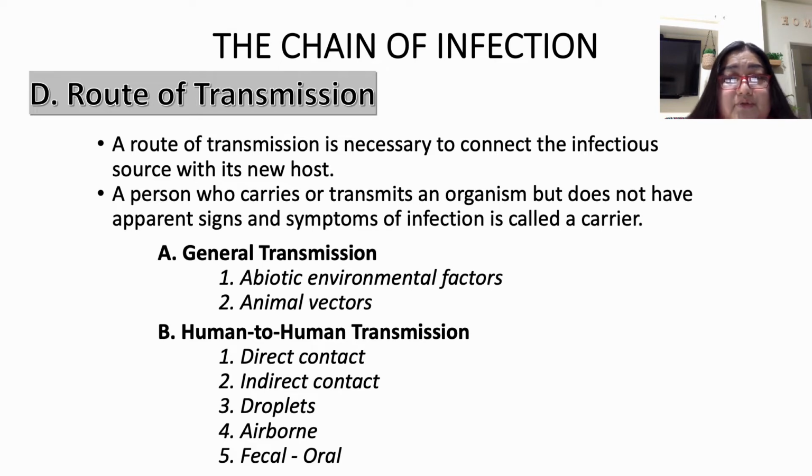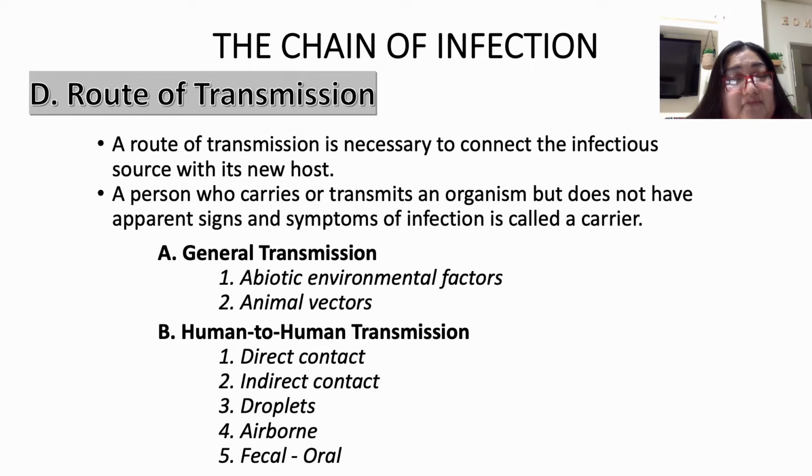Fourth is the route of transmission. This mode of transmission is the cause why infectious diseases spread and may cause an outbreak. A route of transmission is necessary to connect the infectious source with its new host. Pero may mga tao na carrier lang. Ano yung mga carrier? Sila yung mga tao na they carry or transmit an organism but does not have apparent signs and symptoms of infection.